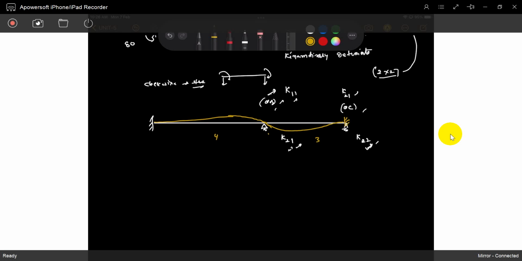Unit rotation, so arrest everything. Here also arrest everything. Then only you will get a force here. If you arrest only, they will get force. If you release it, nothing you will get. So see, unit rotation, clockwise.